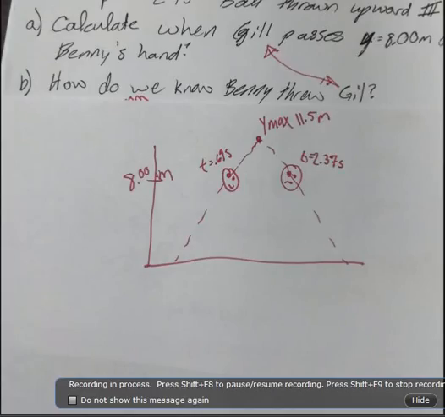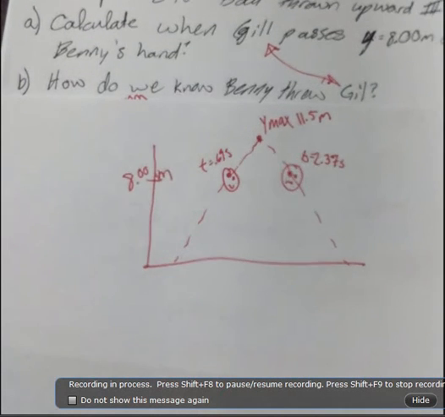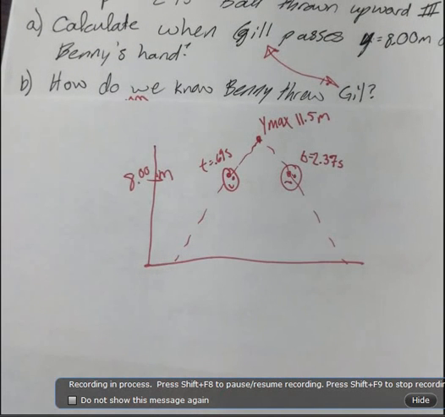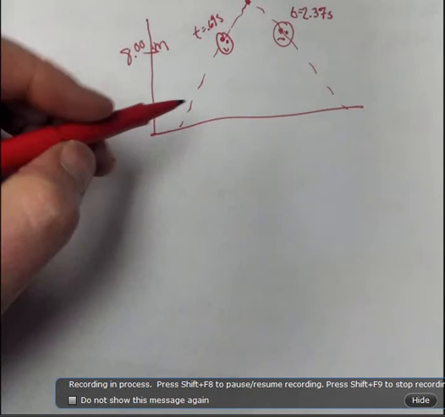So sometimes you have two solutions for a quadratic formula, and both of them are valid because that position, for example in this case, happened twice. Once on the way up and once on the way down. And then the next question was, how do we know that Benny threw him?